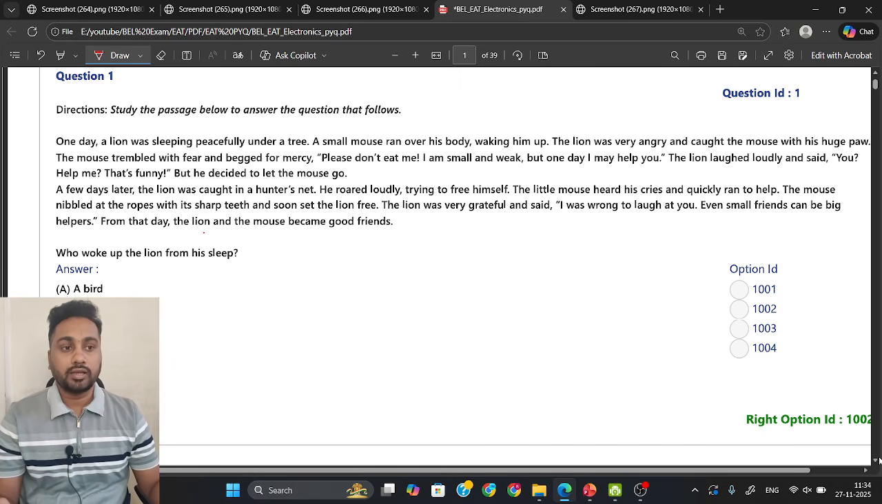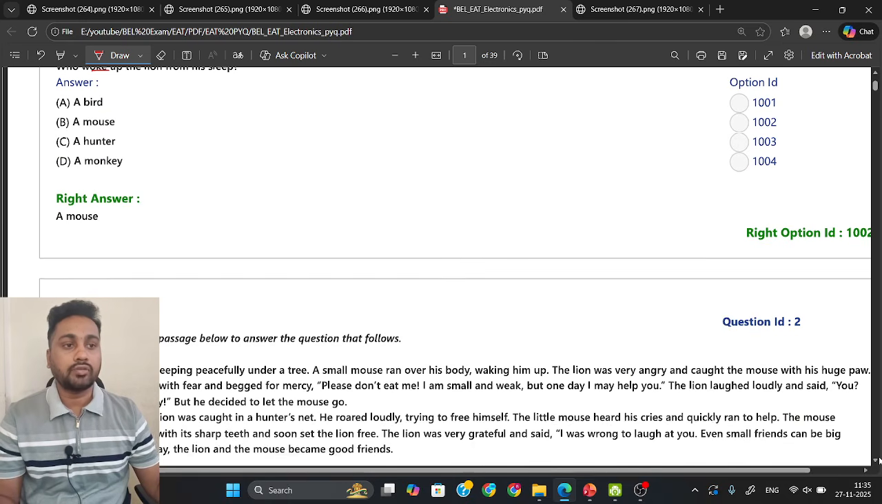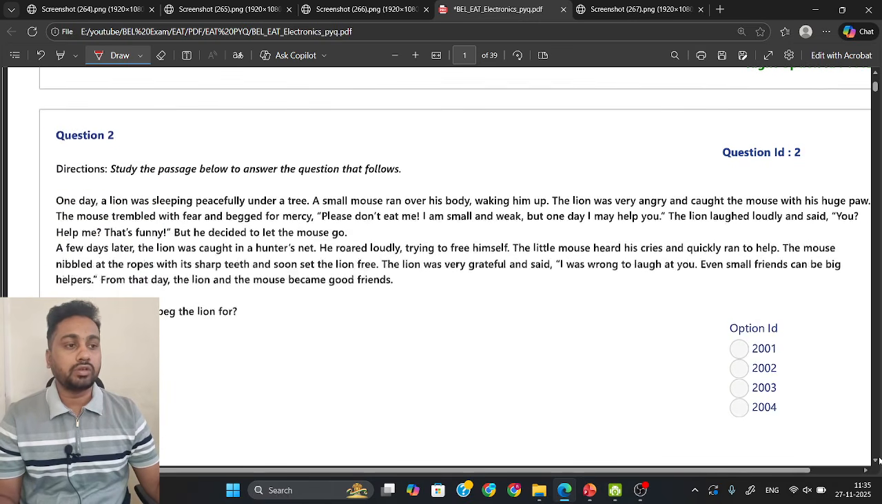Like, who woke up the lion from his sleep? If you have time, you can read the whole passage. Apart from that, you can just read the question and find the related part. Here it's written, who woke up the lion from the sleep. So find 'waking him up'. It is written here, a small mouse ran over his body. So who woke him up? The mouse came and woke up the lion. So a mouse is the answer. Option B is your answer. Otherwise, if you simply read the passage, you will get the answer.